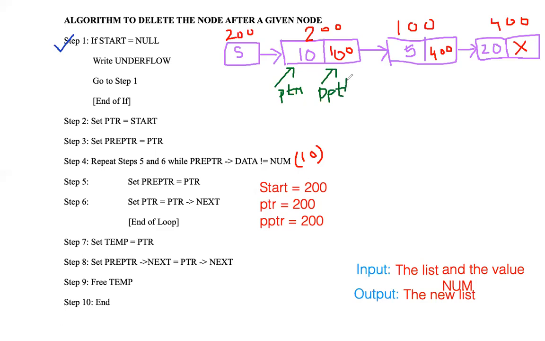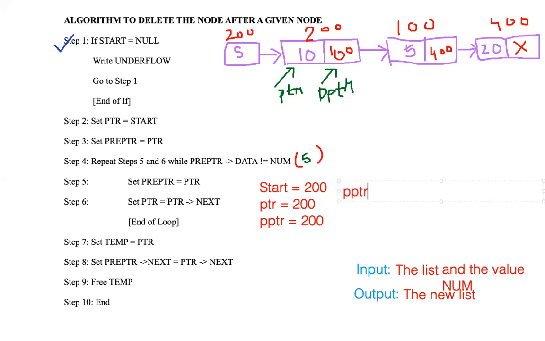Now I have to check whether I have reached the data part equal to num or not. So like the insertion, I check whether PPTR arrow data is equal to num or not. Let this value be 5. So is PPTR arrow data equal to num? No. So what happens? We go inside. We make PPTR equal to PTR. So let me write down here.